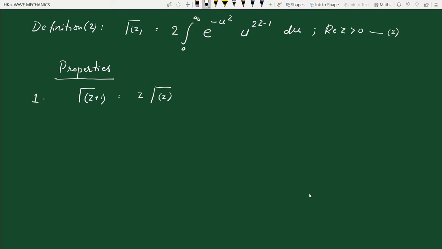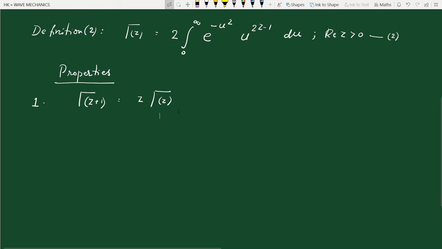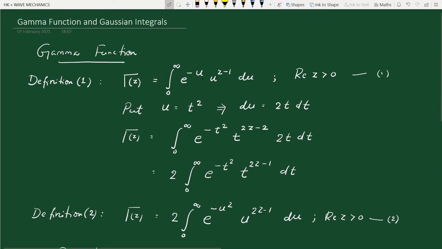Now this can be very easily expressed. Let us look at the first definition, the first form of the gamma function. So gamma z is this integral, right? Now let us calculate what is gamma z plus 1. When you change z to z plus 1, on the right hand side you get u raised to z plus 1 minus 1, that is u raised to z, right?